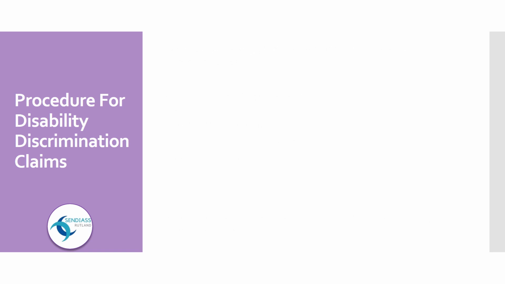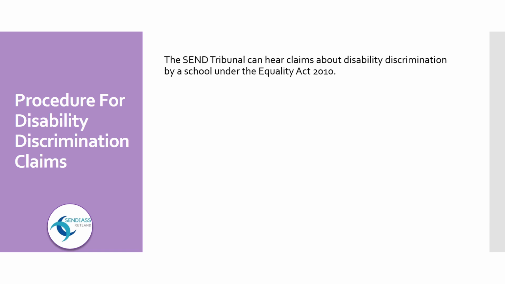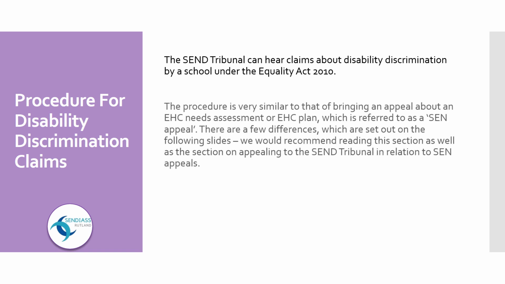Procedure for disability discrimination claims. The SEND Tribunal can hear claims about disability discrimination by a school under the Equality Act 2010. The procedure is very similar to that of bringing an appeal about an EHC needs assessment or EHC plan, which is referred to as a SEN appeal. There are a few differences which are set out on the following slides.